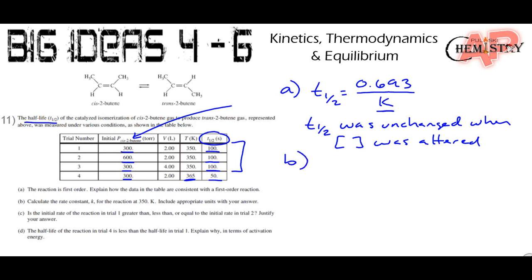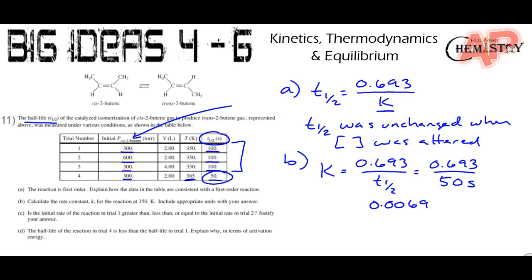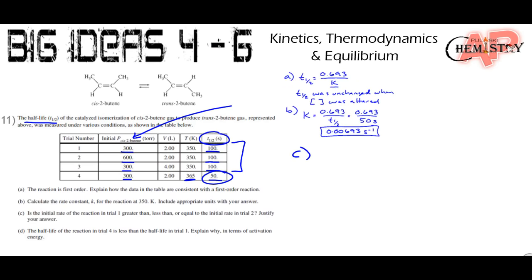Letter B. It says calculate the rate constant K for the reaction at 350. Include appropriate units with your answer. Well, if I'm solving for K, I'm just going to rearrange this. I'm just using it from above. So it's going to be 0.693 over my half-life, which is 50 seconds. Include units. Well, there's nothing over seconds, so it was just going to be my answer from that calculation, and then inverse seconds. I just had to plug it in.